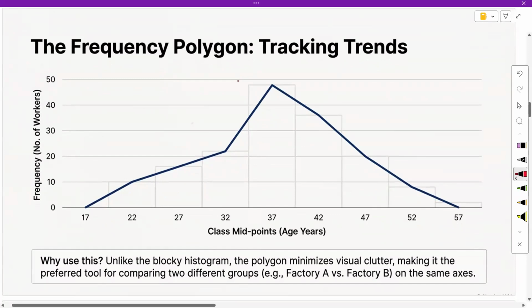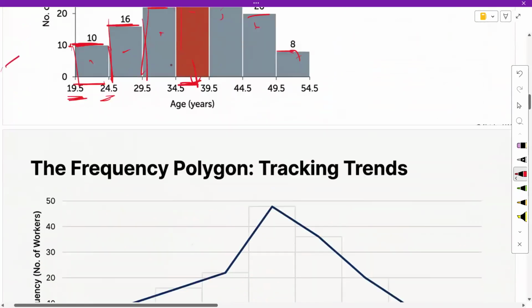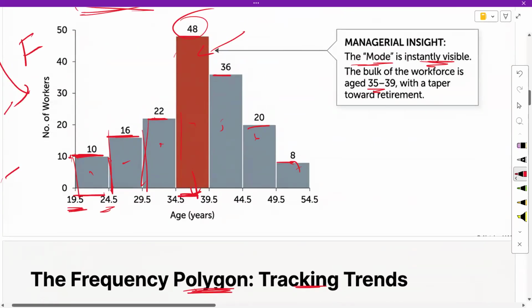Right, now we learned what a histogram is and how to draw a histogram. Everybody can draw a histogram, right? Second, we move to the frequency polygon, the track in the tent, right? Here you have already drawn this histogram.